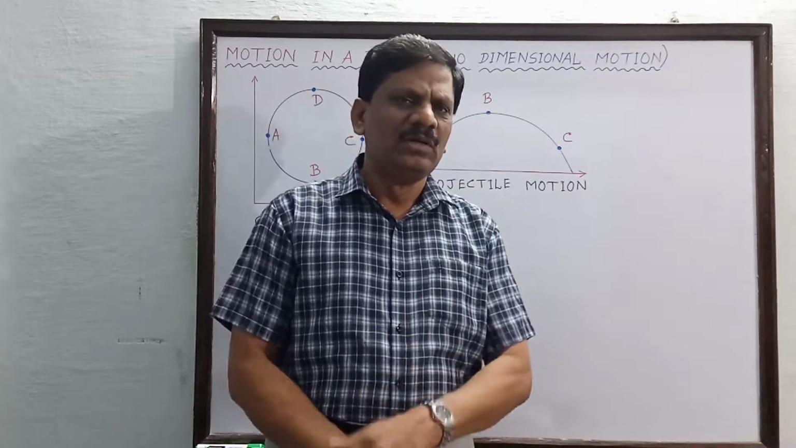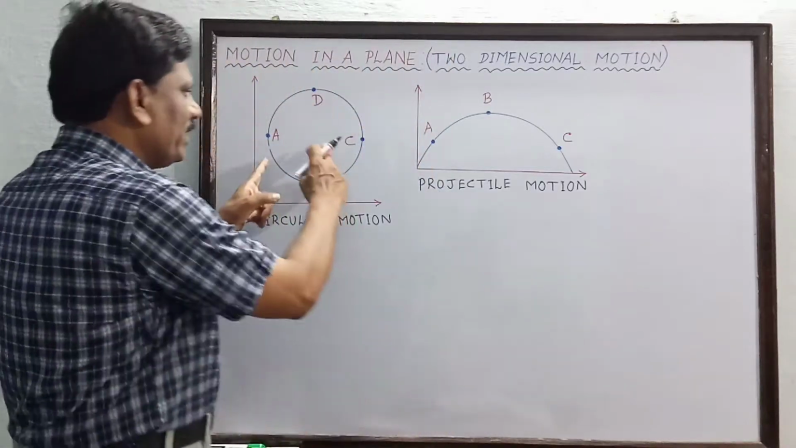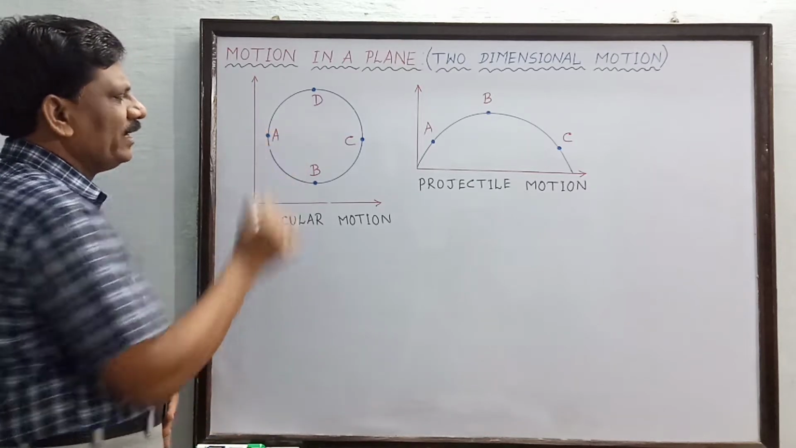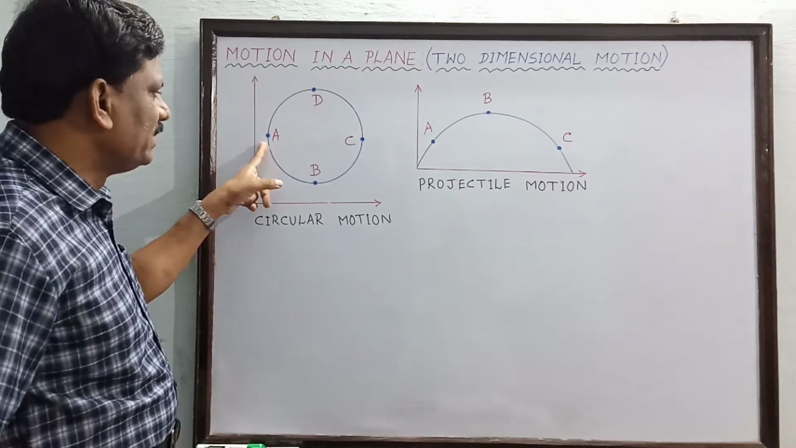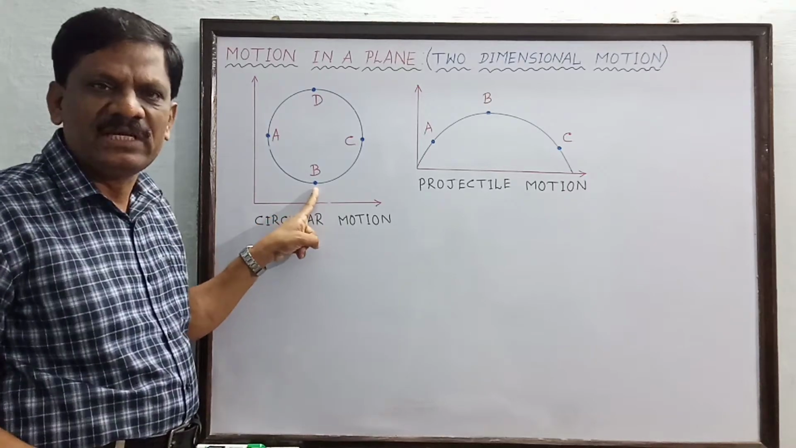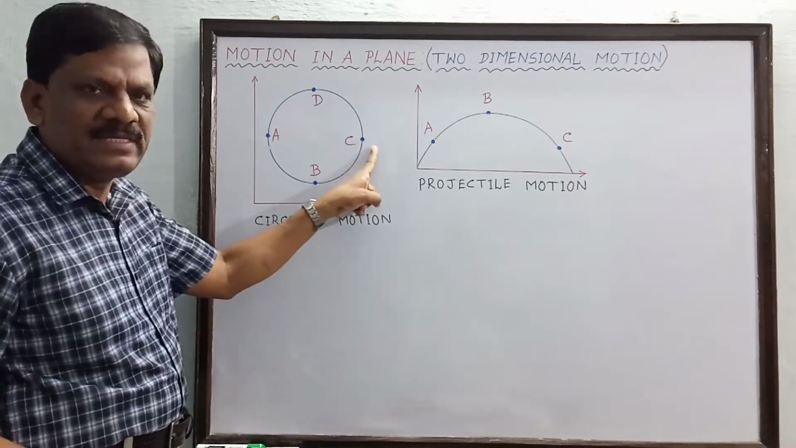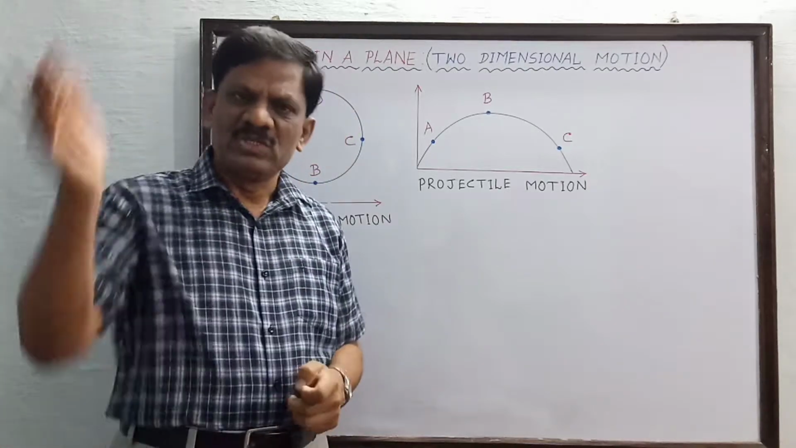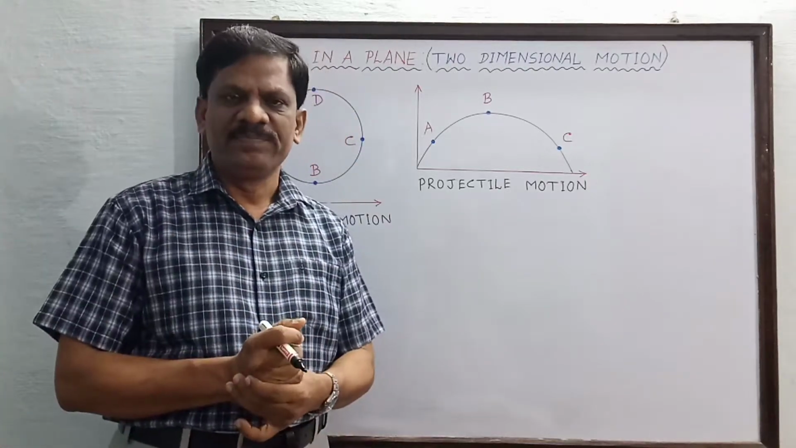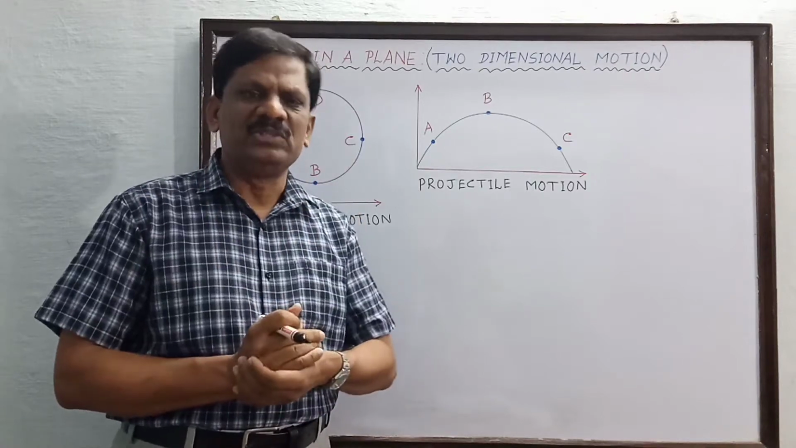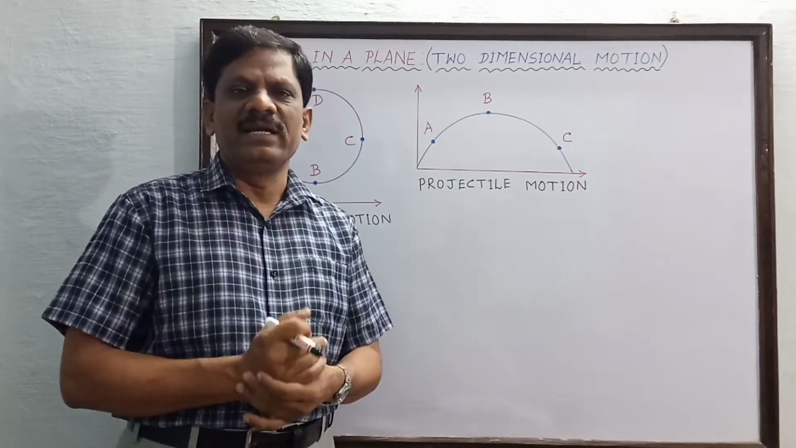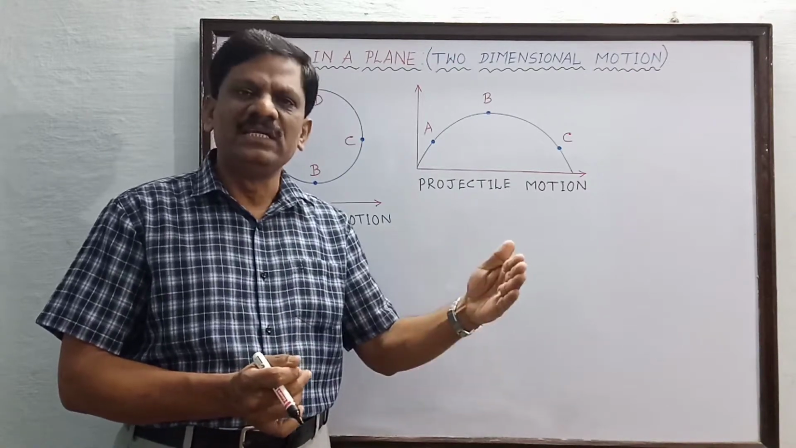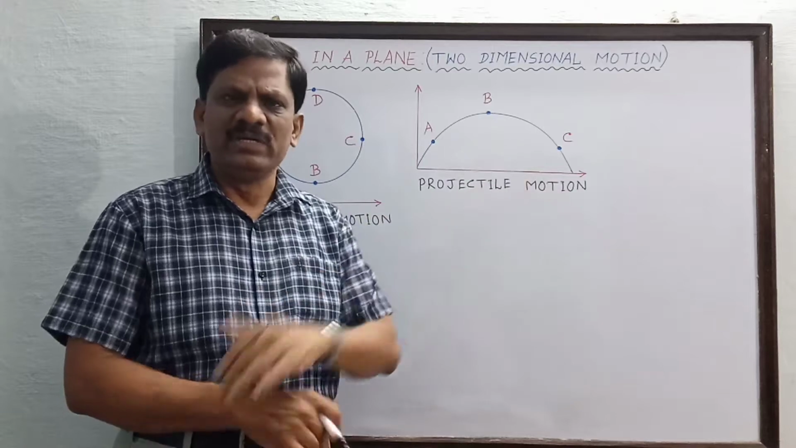Okay, now you observe the circular motion of a particle. Initially, the particle is at A. Then it has moved to a new position B, next to C, and then to D, and again back to A itself. So one complete revolution is over. In this one complete revolution, it is very clear that the position of the particle is changing from A to B, B to C, then C to D, back to A.